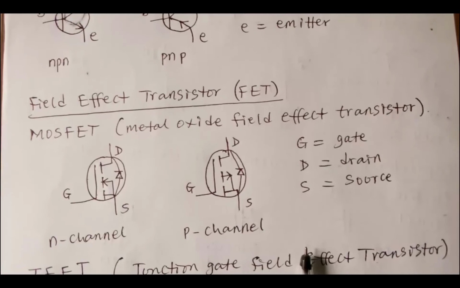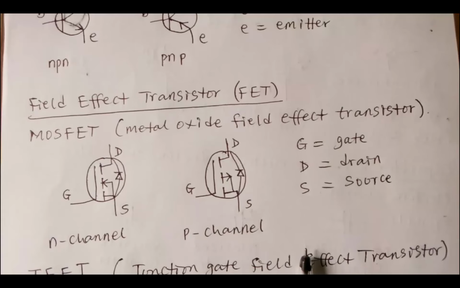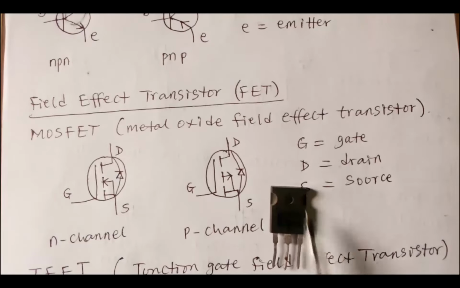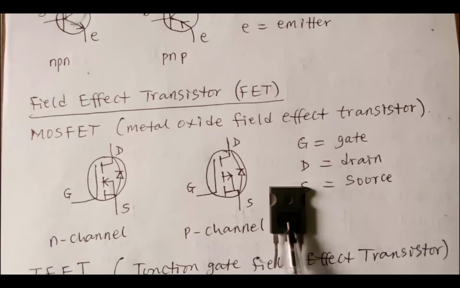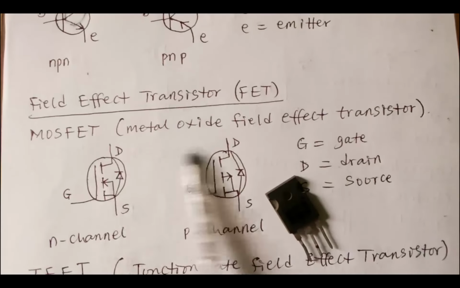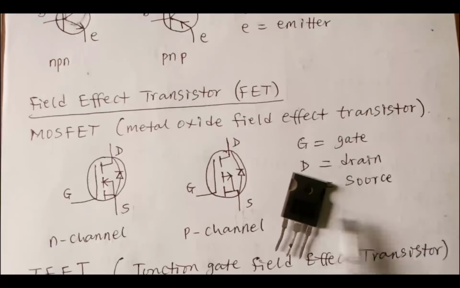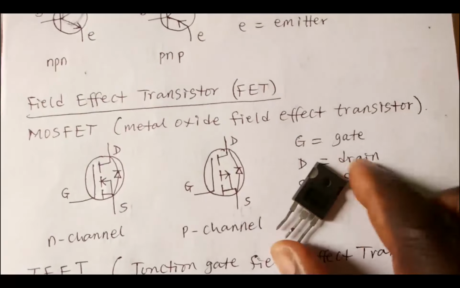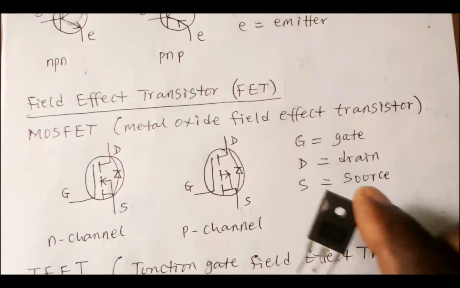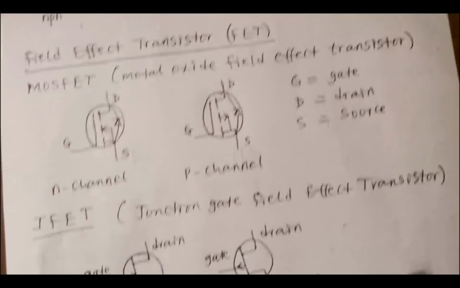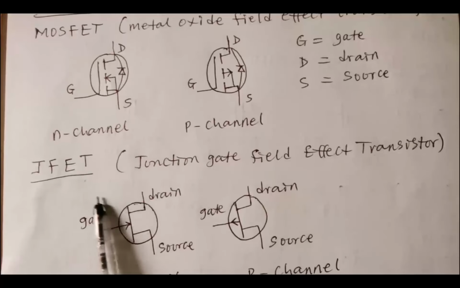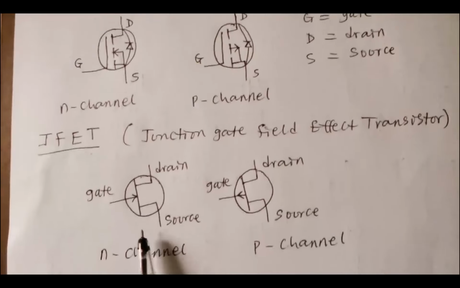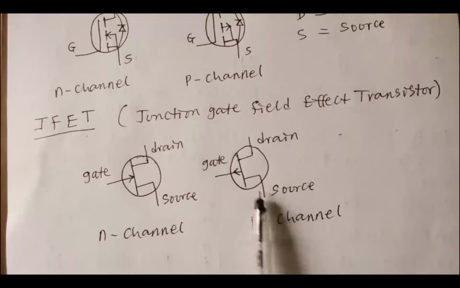So let's have an example here. This is a MOSFET, metal oxide field effect transistor. We use this in our inverters and charge controllers for high current switching. Then we also have a JFET, junction gate field effect transistor. So this is their symbol.